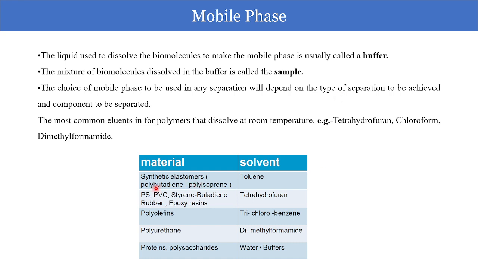So for synthetic elastomers, polybutadiene, polyisoprene, the solvent is toluene. For your PVCs, styrene, butadiene, then rubber, epoxy resins, we have tetrahydrofuran. Then for polyurethane, we have dimethyl formamide. For polyolefins, we have trichlorobenzene. For proteins, polysaccharides, we have water, buffers. Usually we use buffers.